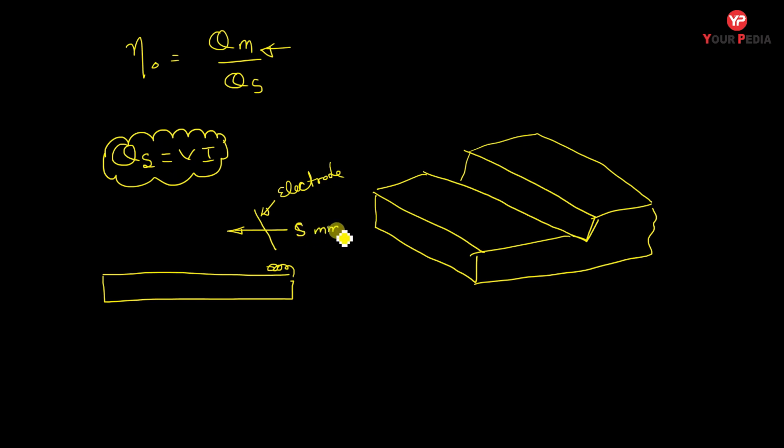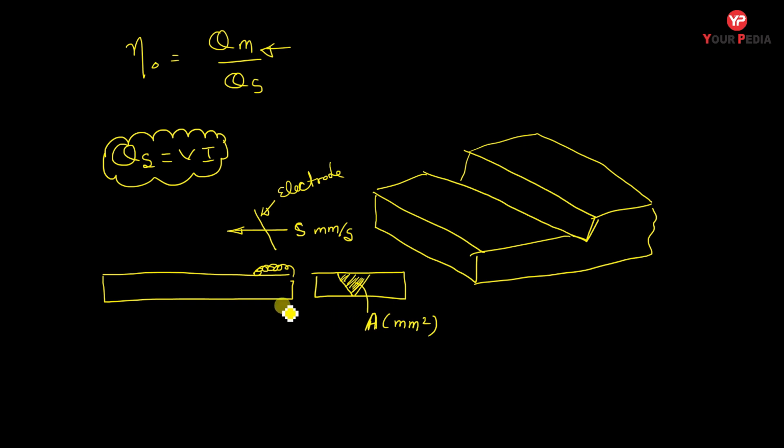So the electrode is traveling in this direction, welding is done in this direction, with some speed s. Now if I draw the side view, this is the edge preparation, and this is the area of the weld bead. Okay, so these are the basic terms. Now area has units of mm square.